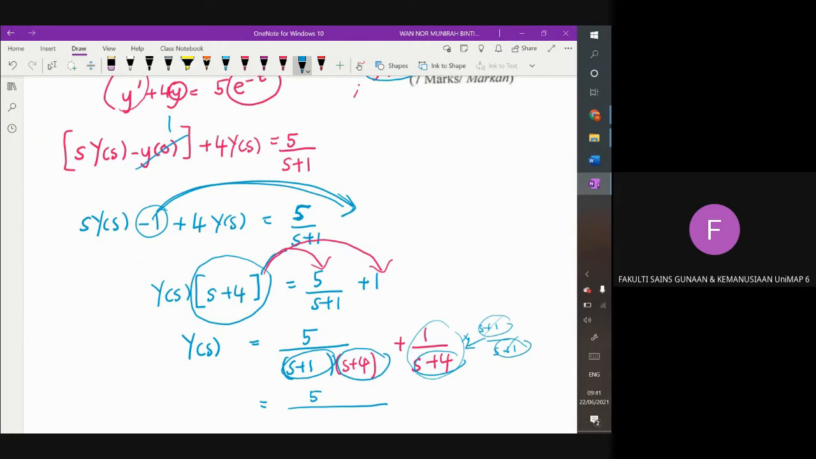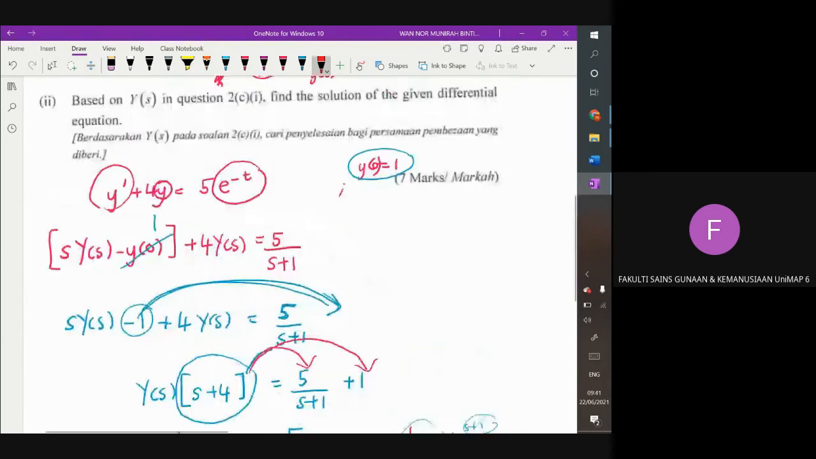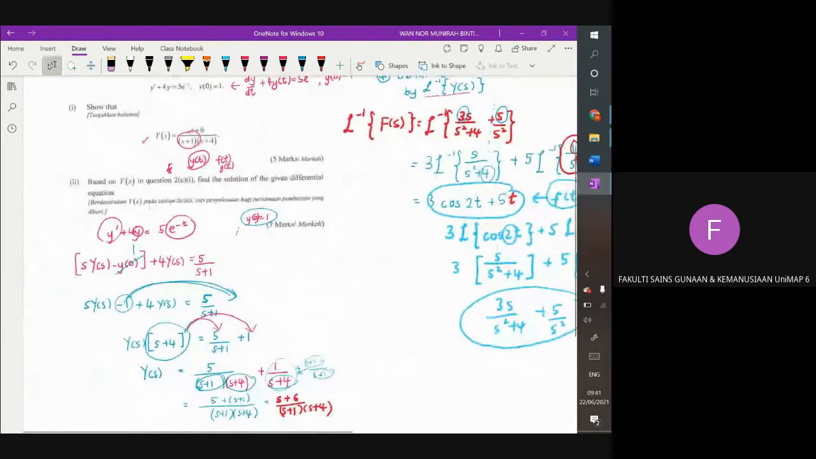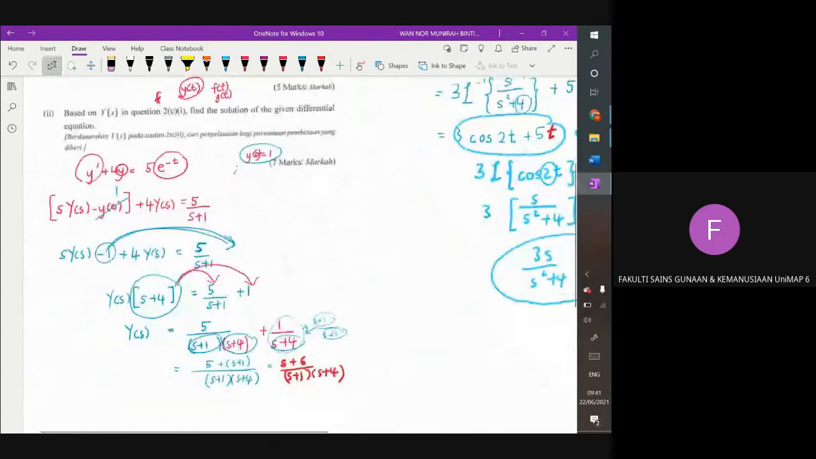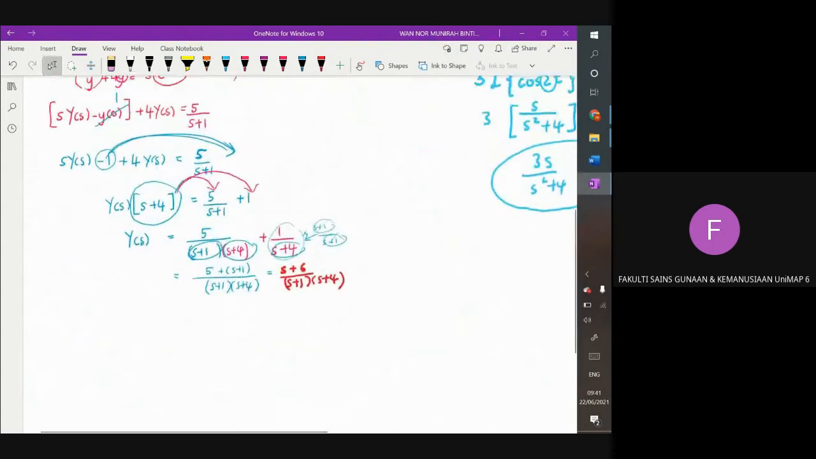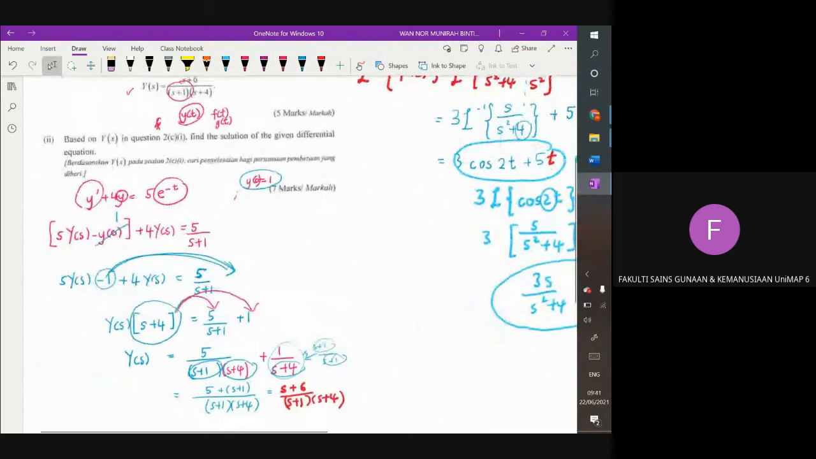So I have 5 plus s plus 1 over s plus 1, s plus 4. I try to make it very nice. So s plus 5 plus 1 is 6, over s plus 1, s plus 4. Is it the same as stated in part 1? So I have s plus 6 over s plus 1 times s plus 4.